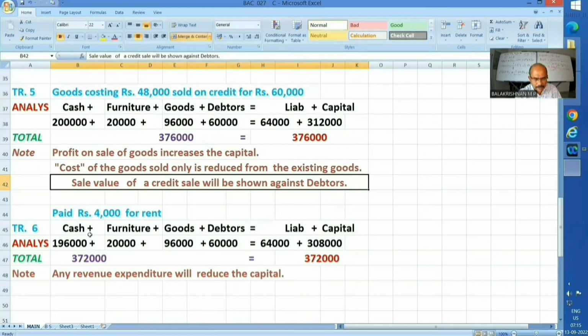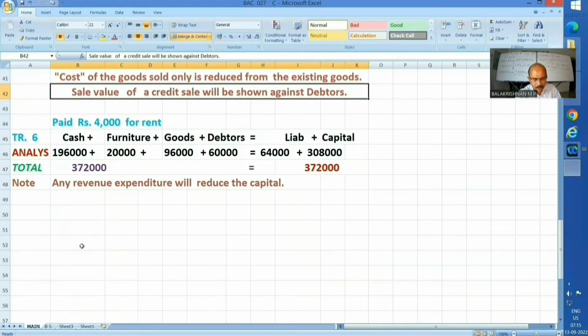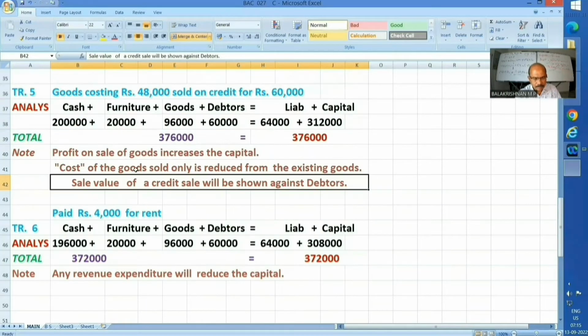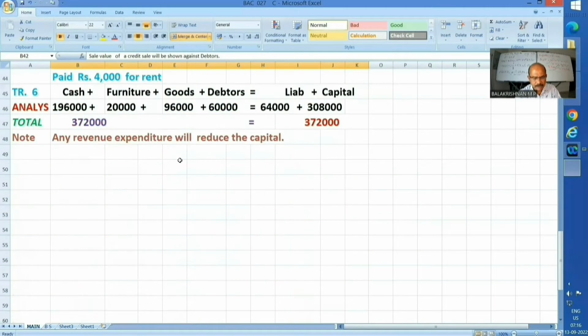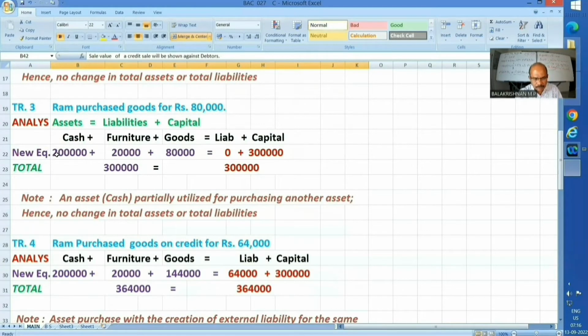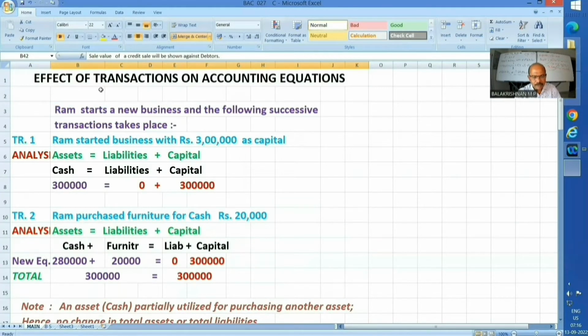Reason is simple. 2 lakhs cash got reduced to 1,96,000 on account of this expenditure of 4,000. All other things are intact. So from the previous 3,76,000 equal to 3,76,000, it has come down to 3,72,000 equivalent to 3,72,000. The conclusion is nothing but any revenue expenditure will reduce the capital. So these are the varieties of transactions and the effect of transactions on the accounting equation.